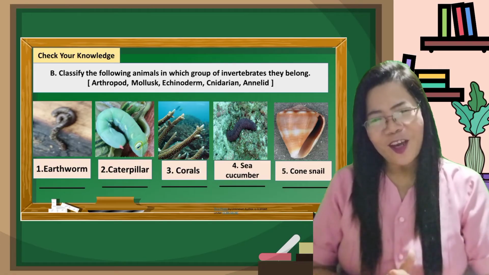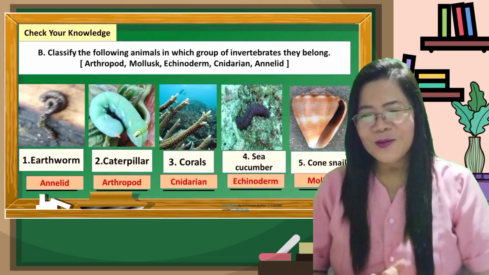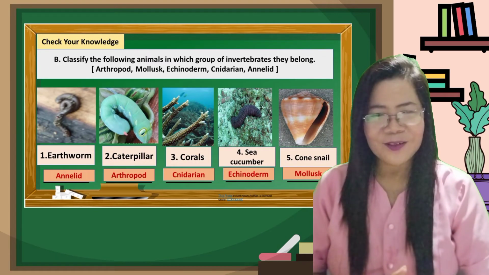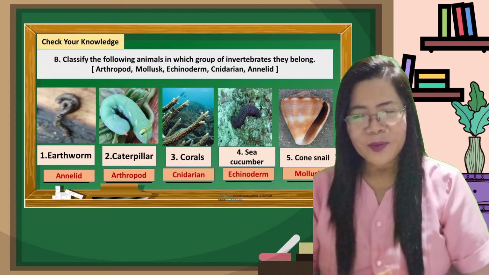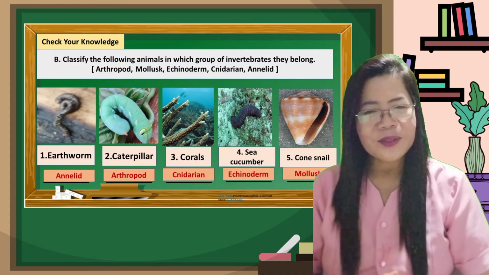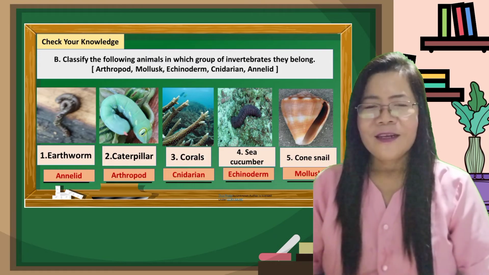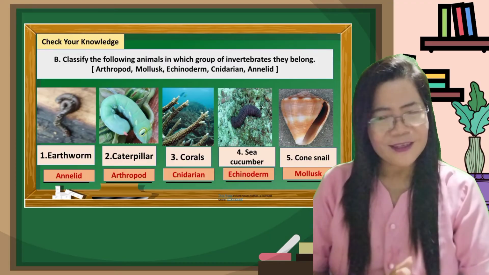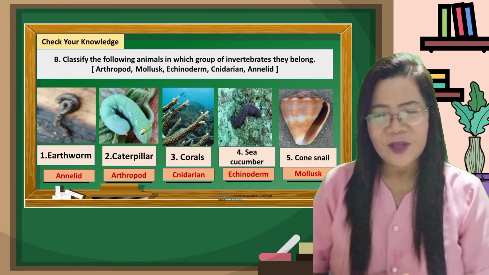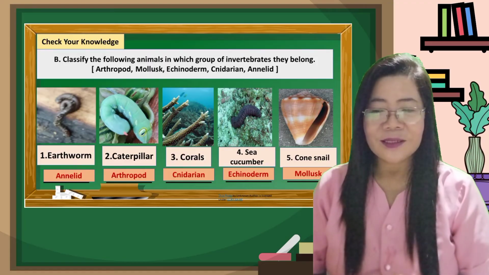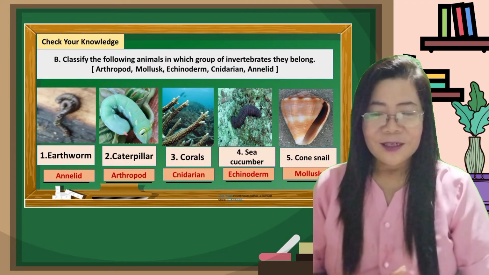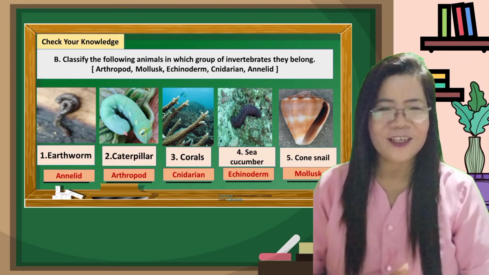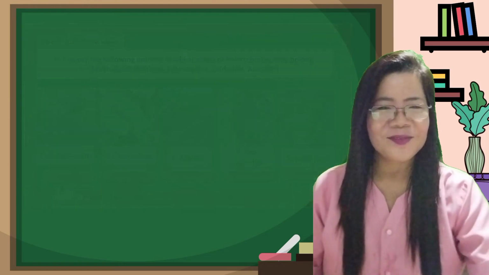As usual, let us check your answer. So, number 1, earthworm belongs to annelid. Correct. Picture number 2, caterpillar belongs to arthropod. Very good. Then, number 3, corals belong to cnidarian. Excellent. Number 4, sea cucumber belongs to echinoderm. Check. Number 5, cone snail belongs to mollusk. Congratulations, children. You got it.